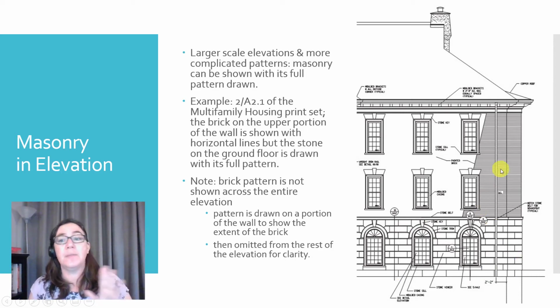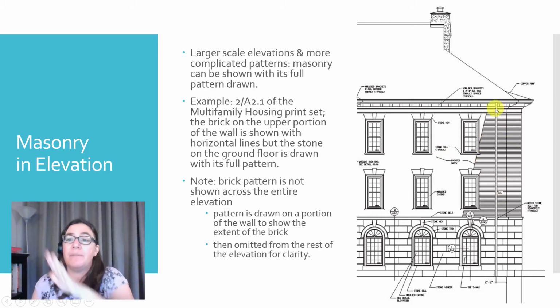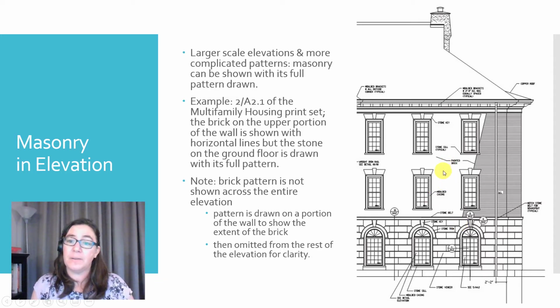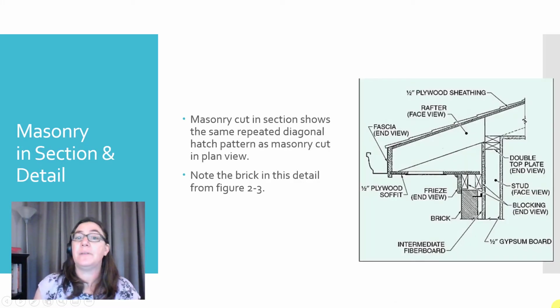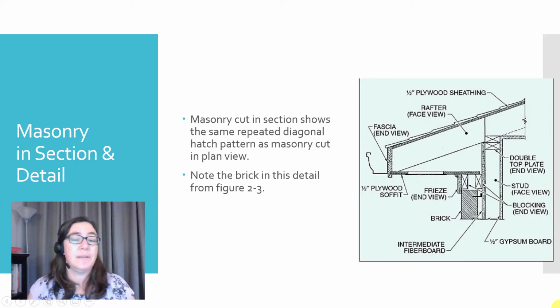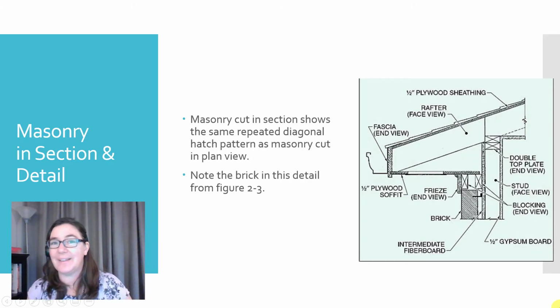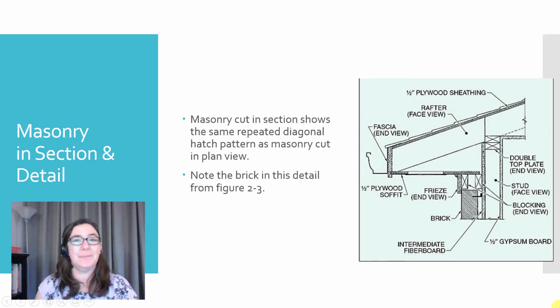Now notice another thing, the brick pattern isn't shown all the way across the elevation. What they did was show a little bit of it and then stop. All right. The rest of the brick is omitted from the elevation for clarity, all right, because it's very hard to put these kind of notes and other information when you have that much hatch pattern going on. When you take a look at masonry cut in section or in detail, you're going to see that same diagonal hatch pattern that we saw when it was cut in plan. All right, so take a look at this detail you've already seen earlier in this video and find the brick.